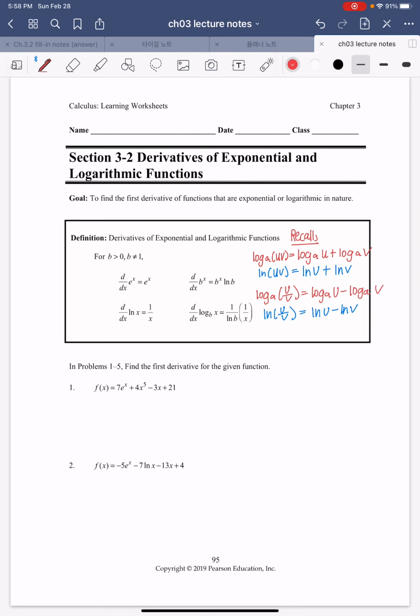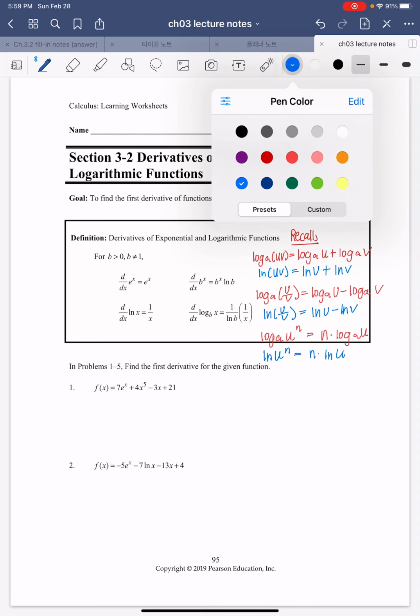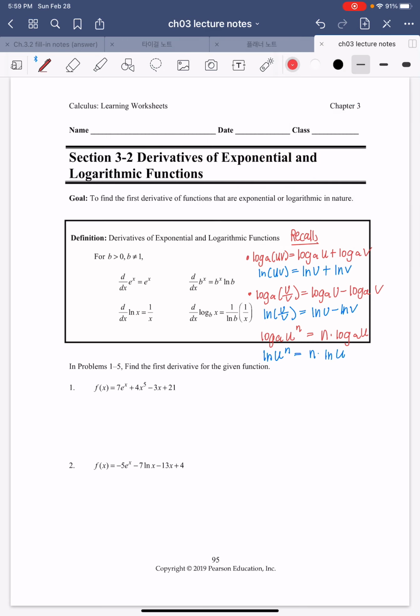Lastly, there are more, definitely, but these are a couple that I want you to recall. Log base a of u raised to the n, and we used this one in section 3.1. You can move down the power as a product, so n times log base a of u. Similarly, ln of u raised to the n is the same thing as n times ln u. So these are some properties that we will be using to make the problem simpler and then apply the derivative.